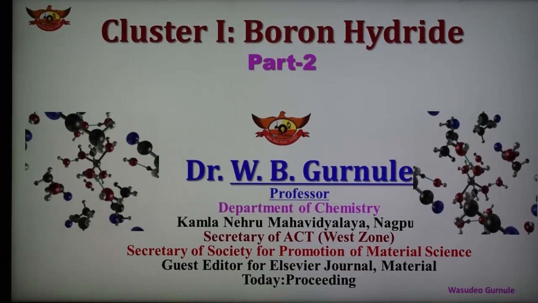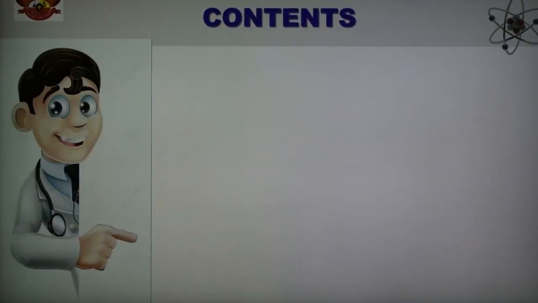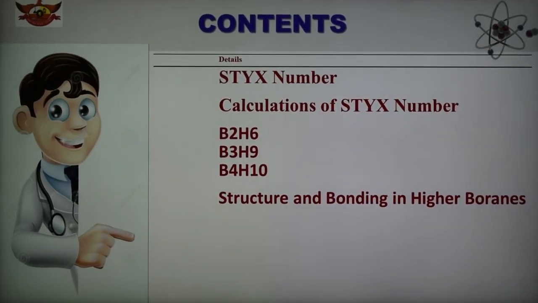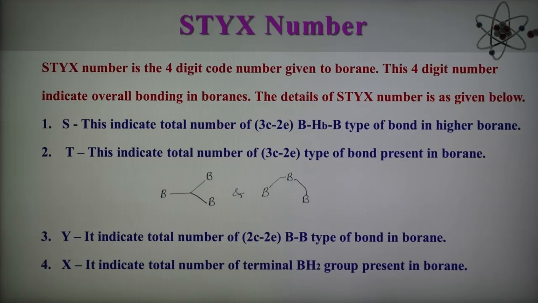So today's topic is cluster 1, boron hydride, and in this part we are discussing what is styx number and calculation of styx number in case of diborane, triborane, tetraborane, and the structure and bonding in case of the higher boranes. So here first of all we have to know what is the styx number. Styx means STYX, styx number, and styx number is nothing but the 4-digit code number given to the boranes, and this 4-digit code number indicates the overall bonding in the boranes. So details about the styx number are shown here. What is S, what is T, what is Y, what is X.